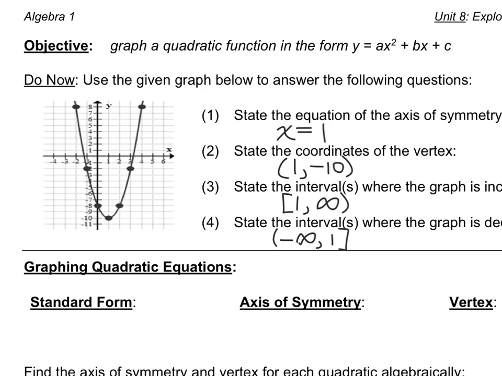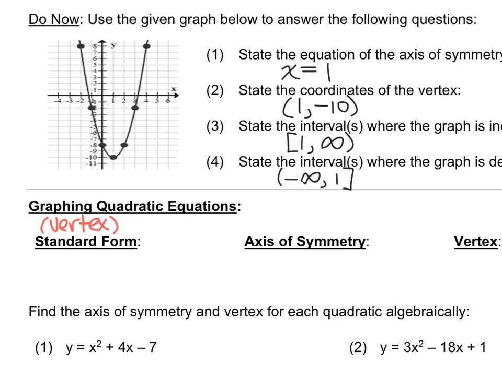All right, so the standard form of a quadratic, also known as vertex form. Adios. All right, so that's the form y equals a times x minus h squared plus k.